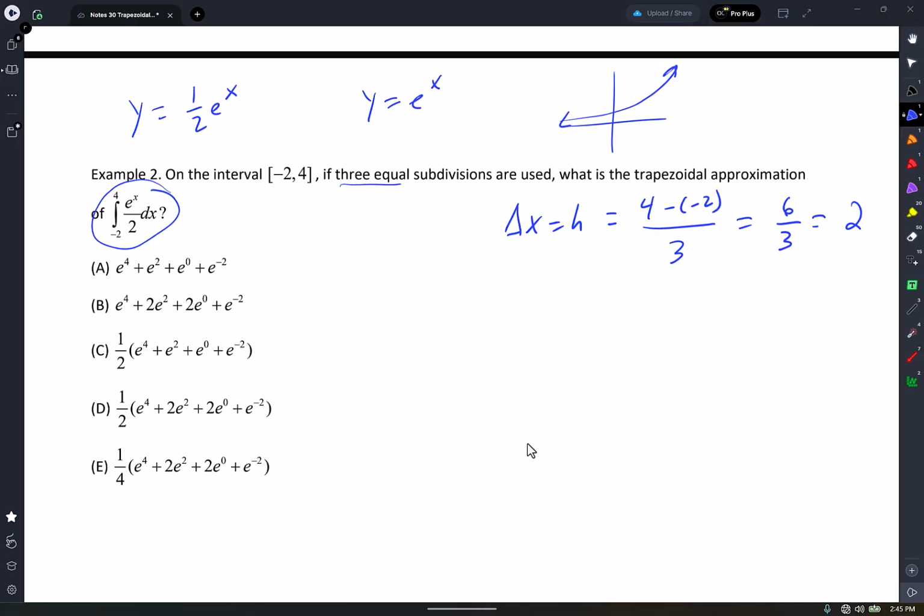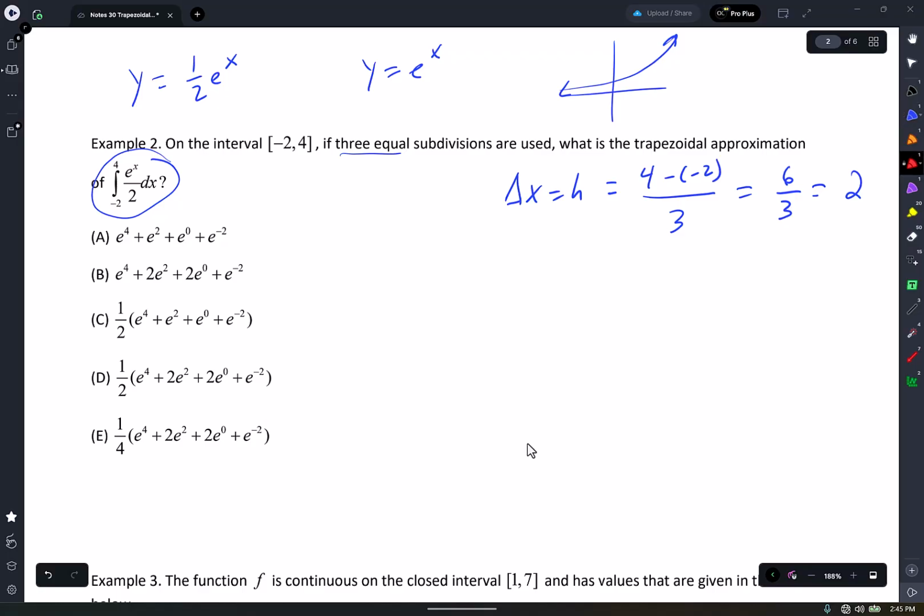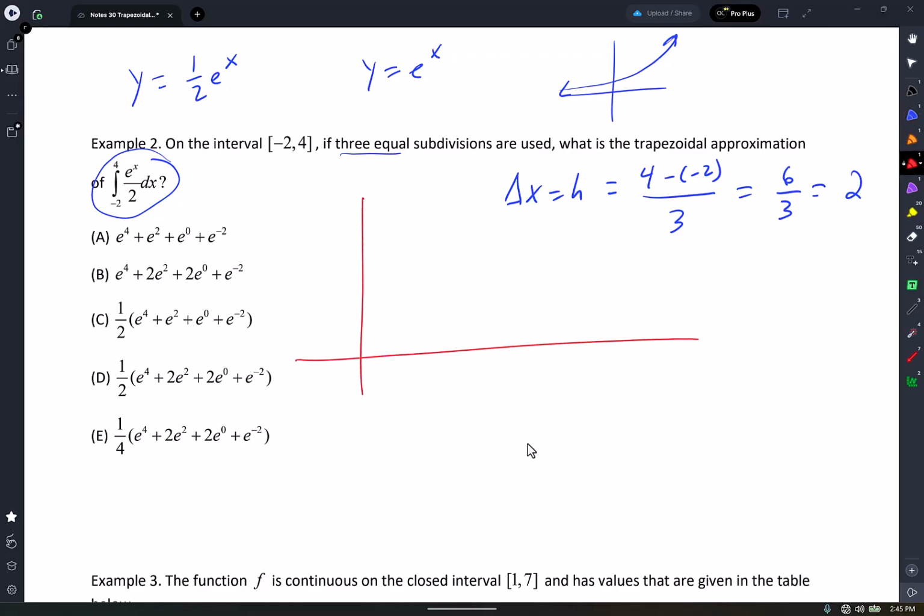All right, let me give you a visual because you guys are visual. So here is how it looks, more or less. It's not perfect. I'm going to say here's negative 2, 0, 2, and here's 4. All right, here's my trapezoids. Let's do it in purple. That's my first trapezoid, n equals 1. Here's my second trapezoid, n equals 2. And here's my third trapezoid, n equals 3.